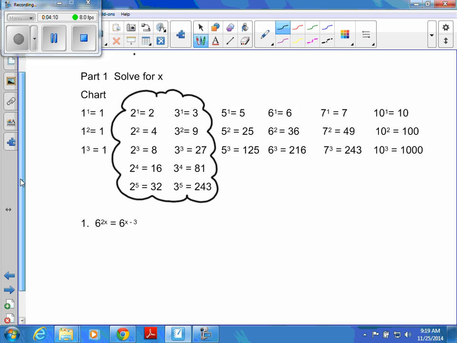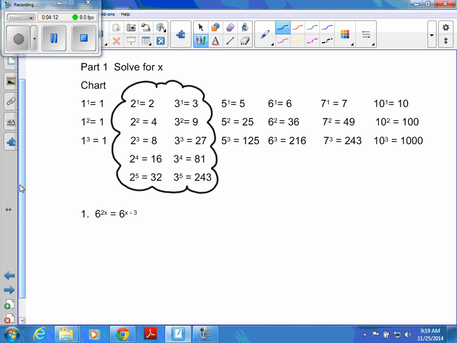So the idea of solving these type of exponential equations is you need to have your base numbers look the same. If the bases are the same, which they are, they're both 6's, there's a rule in math that says you can cross them out and set your exponents equal to each other. I'm going to cross the 6's out and just set your exponents equal to each other. And now solve for x. I'm going to subtract x from both sides, and I get x equals negative 3.